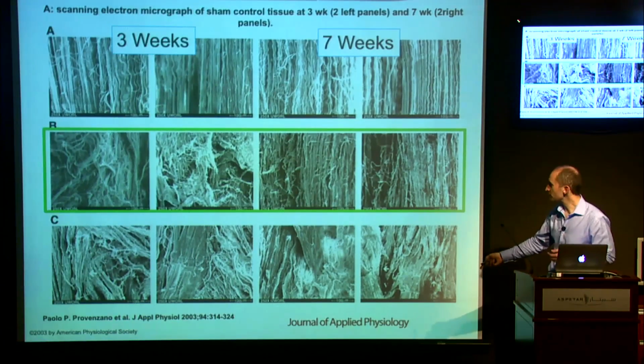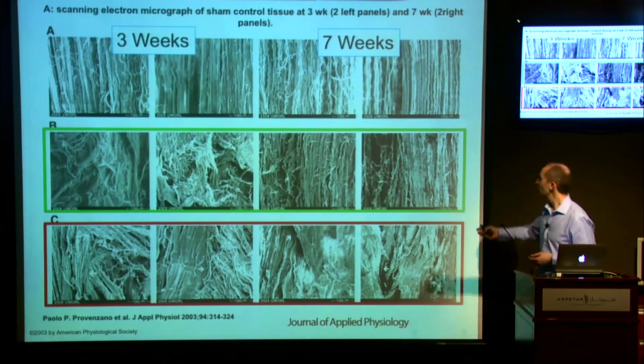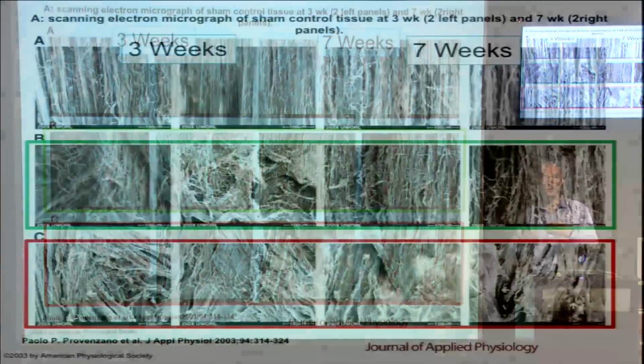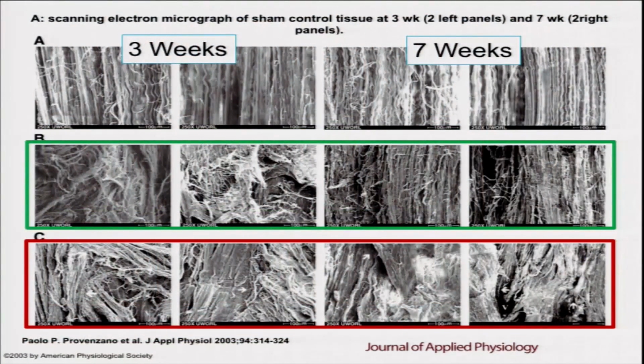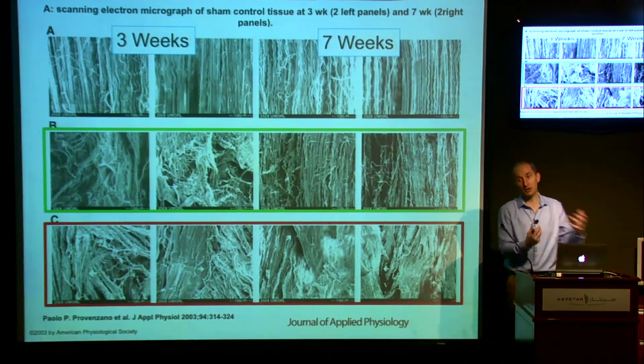For the group that was immobilized, look at the disorganization and the lack of a parallel orientation of the ligamentous fibers. So the lack of early mobilization leads not only to poor mechanical outcomes, but I would argue as well poor histological and structural outcomes. So if we load early, we get better fiber alignment and therefore greater tensile strength.